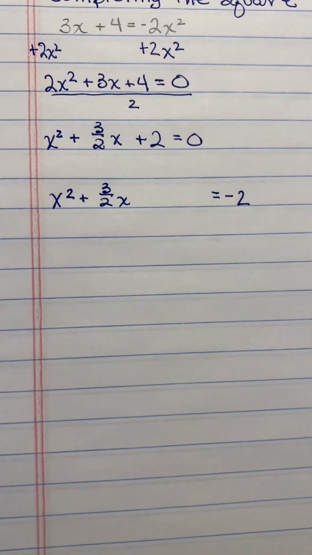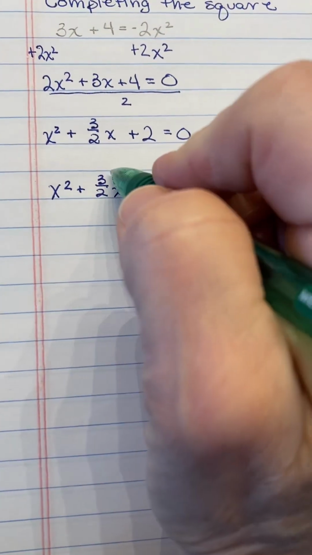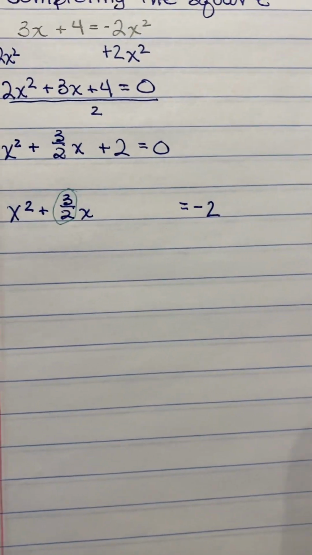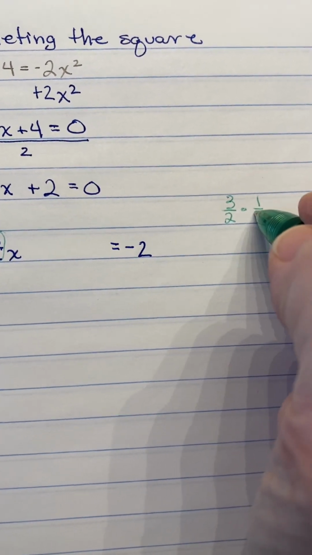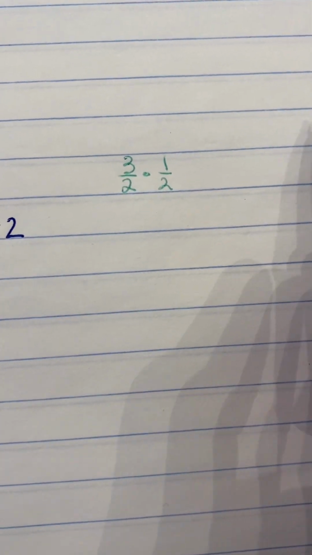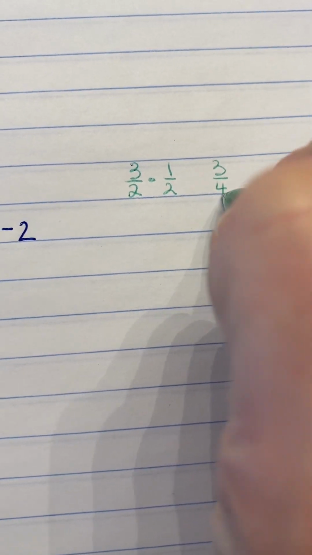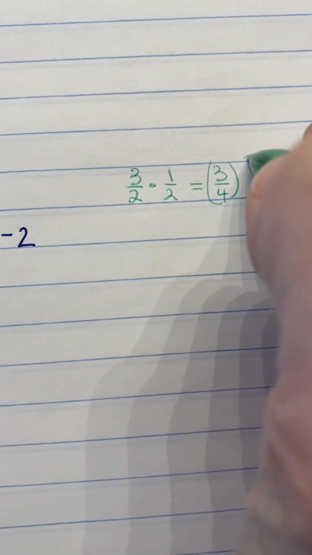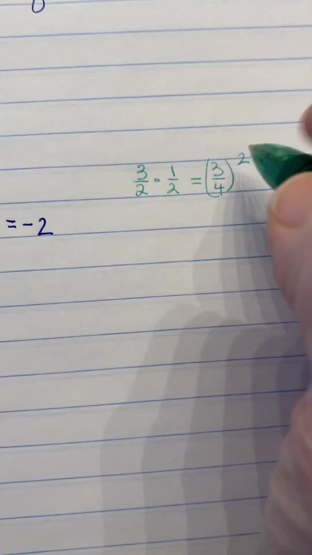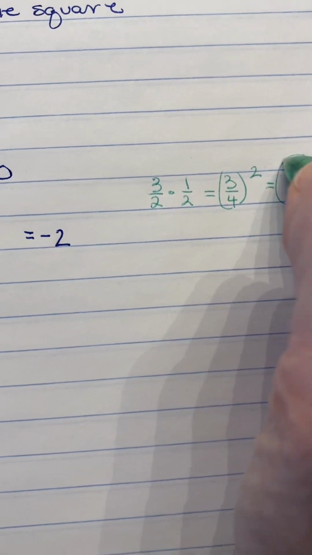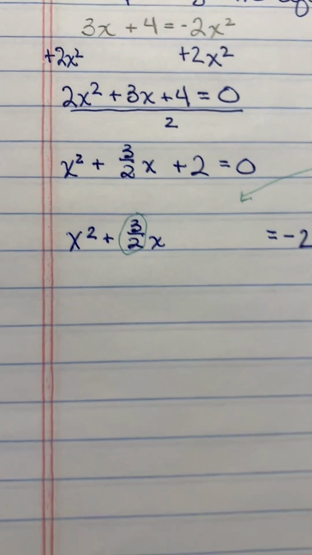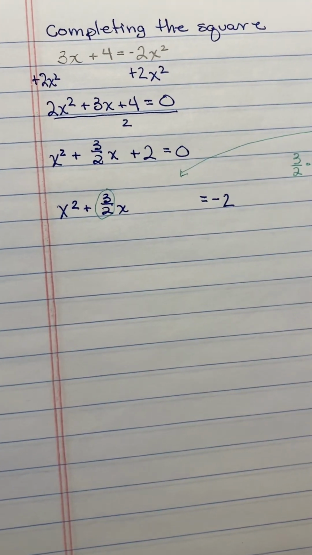Well, the perfect number is found by taking your b and taking half of b. So I'm going to go over here. We have 3 over 2. I'm going to take half of b. So now I have 3 over 4. And then I have to square it. So there's two things I do with b. I take half of it, or divide by 2, same thing, and then square it. And I would get 9/16. That's my perfect number that I need right here to make this a perfect square trinomial.